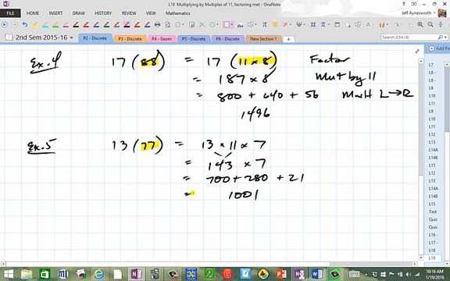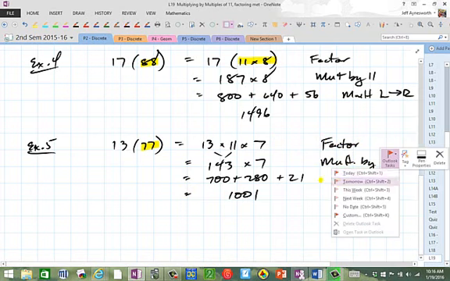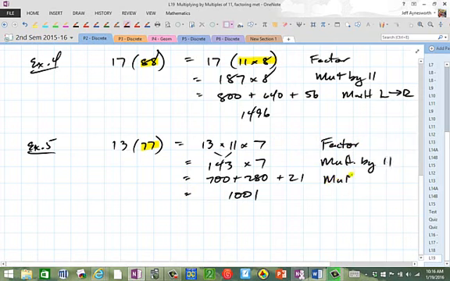So it's a three-step process. Step 1, factor. Step 2, multiply by 11. Step 3, multiply left to right. Believe it or not, you can do this in your head. The only thing you need to do is get some major practice.